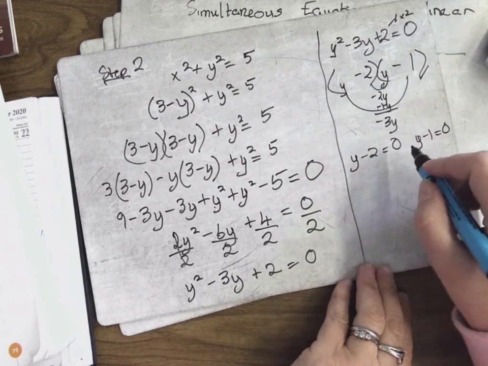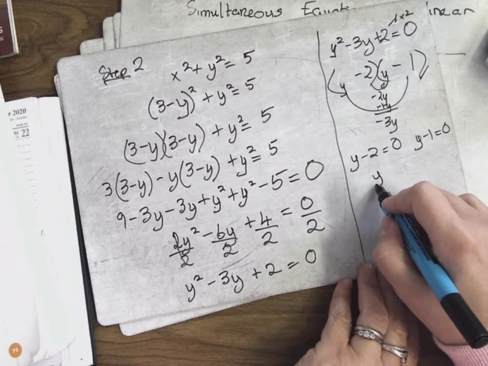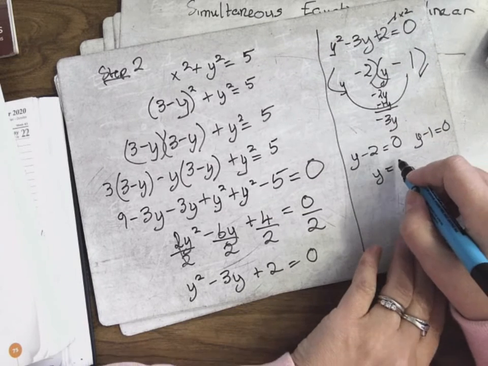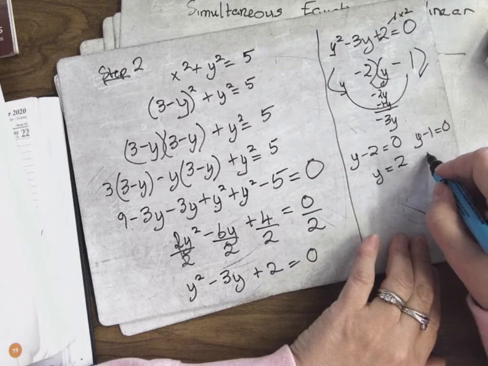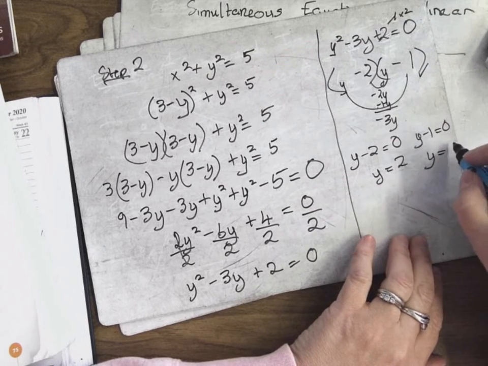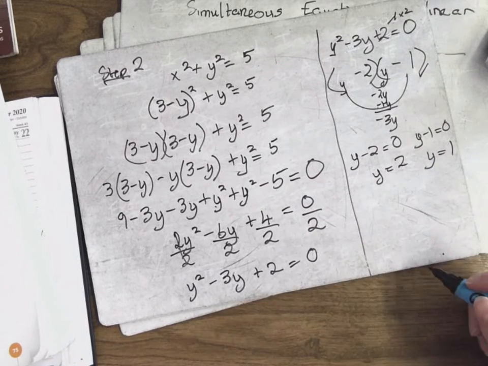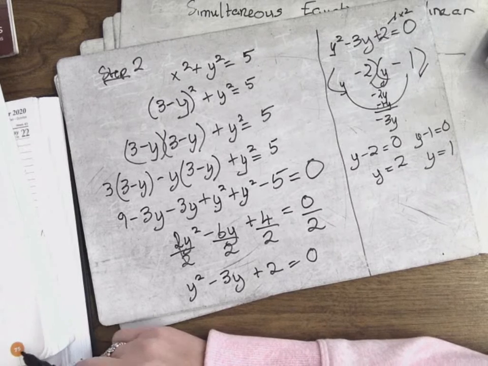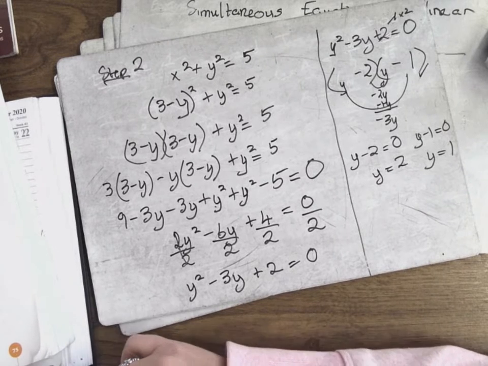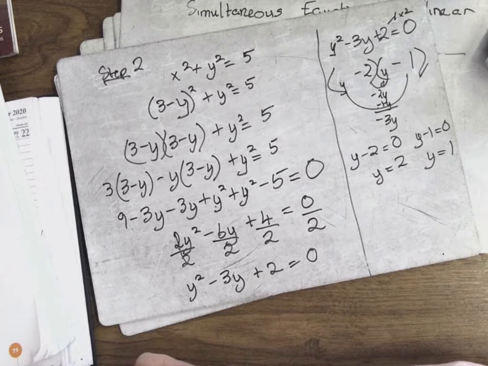So that means leave your y's, bring over the numbers. So y is equal to, bring over the minus 2 becomes a plus 2. Bring over the minus 1, it becomes a plus 1. Am I finished? No, because I've only got y's. I've got no x's, sure I haven't? Yeah, you get 2 y's and 2 x's.